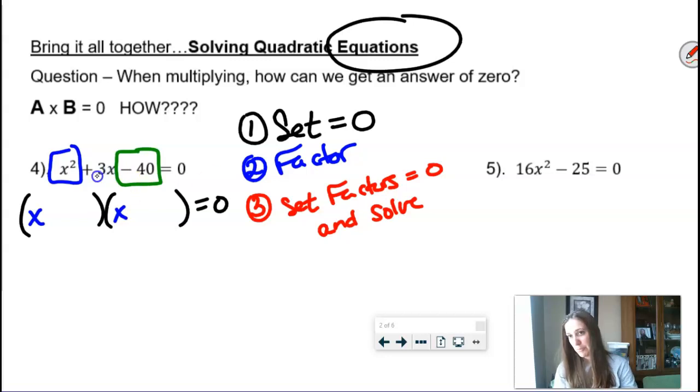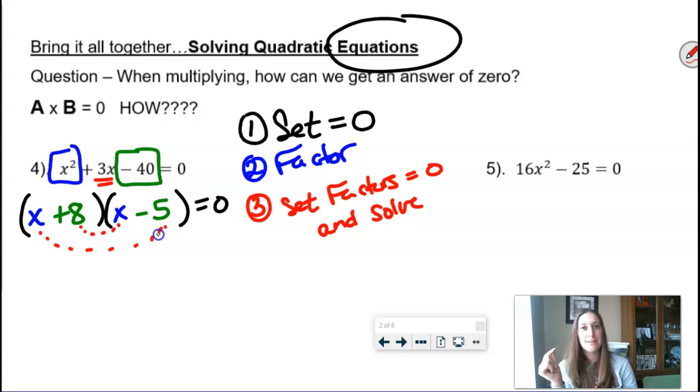And then look ahead in your problem. You want your arches to add up to positive 3. So wouldn't it be smart if we did a plus 8 and a minus 5? Because those would multiply to negative 40 and the arches would still add up to positive 3. You should check your arches. I know a lot of you are checking your arches in your head at this point, which is awesome as long as you're doing it correctly.